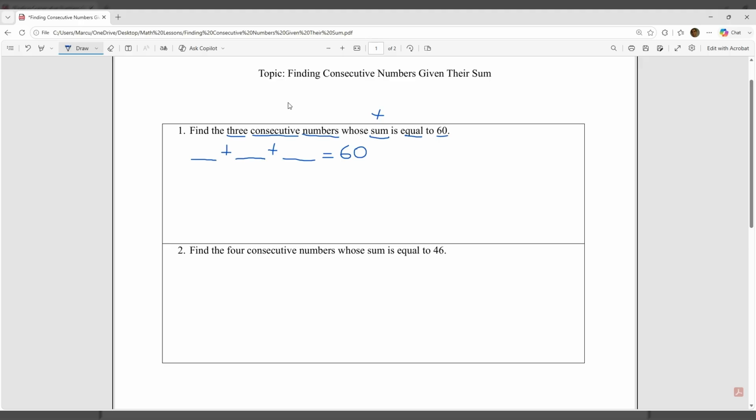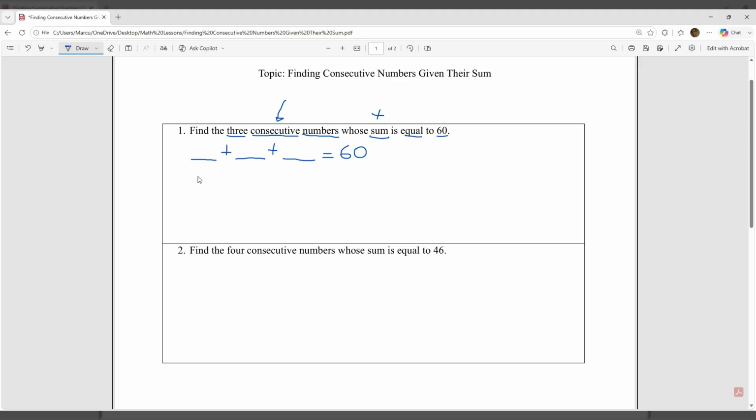Now, one thing we have to consider is the word consecutive. We must know what consecutive means. Consecutive is when you have one number right after the other. For example, you could have 7, 8, 9. Those are consecutive numbers, right? 20, 21, 22. Those are consecutive numbers. However, their sum must be equal to 60, right?